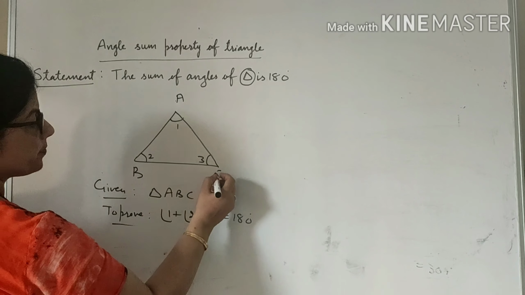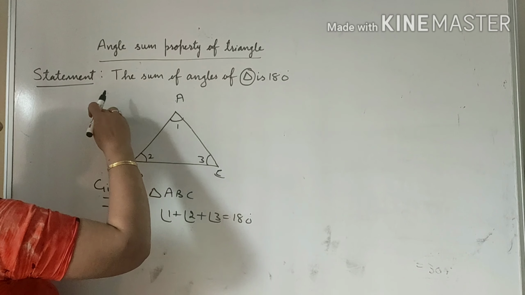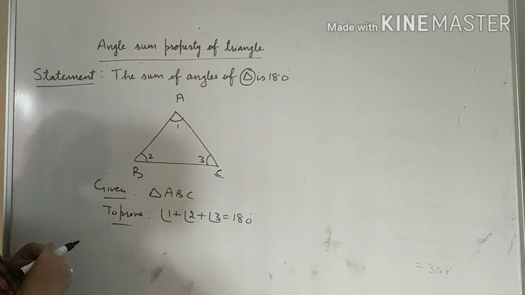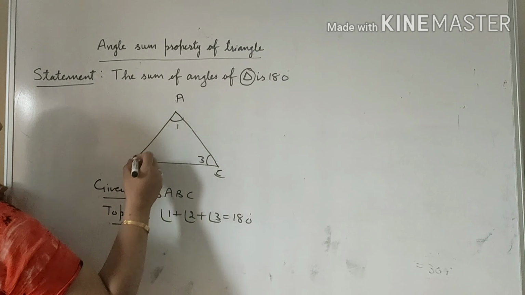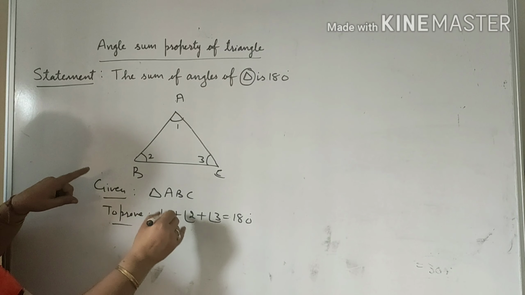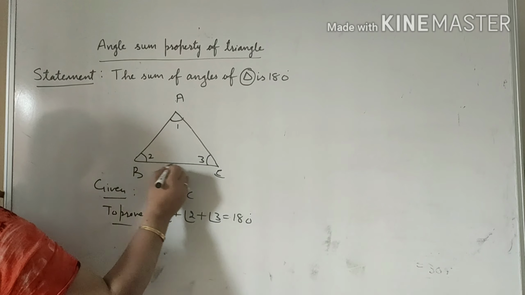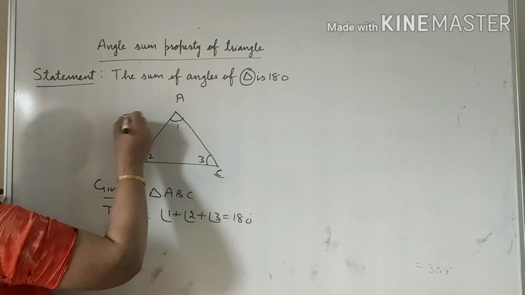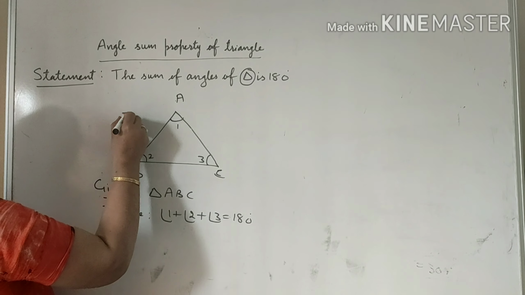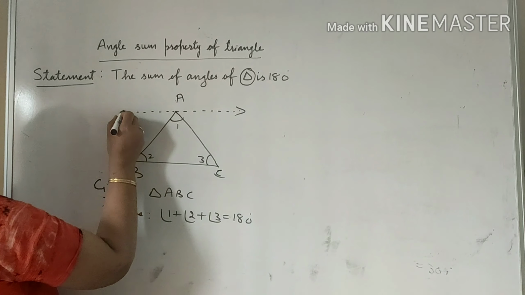So what will we do? Through any vertex, either this or this or this, you draw a line parallel to the opposite side of the triangle. If you want to draw parallel to this, then the line will come like this. If you want to draw here, then it will come like this. And I am taking parallel to BC. It will be convenient for me. Through this point A, draw a line which is parallel to BC.